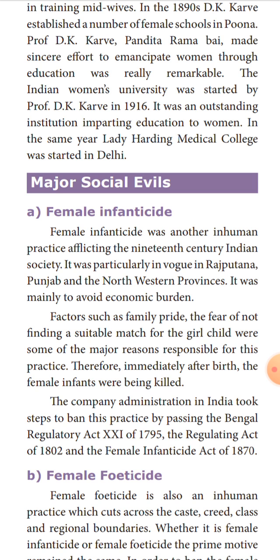After this, the management of the East India Company took action to ban this practice. The company administration in India took steps. What were the regulations? The Regulation Act of 1802 and the Prevention of Female Infanticide Act of 1870 prohibited the practice of female infanticide. This is the first one, female infanticide.